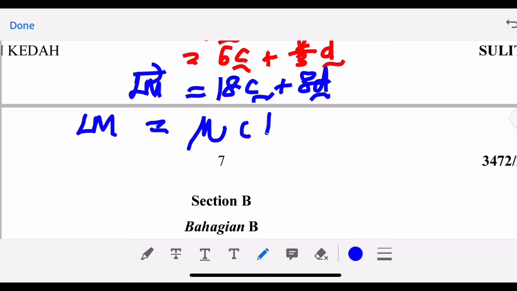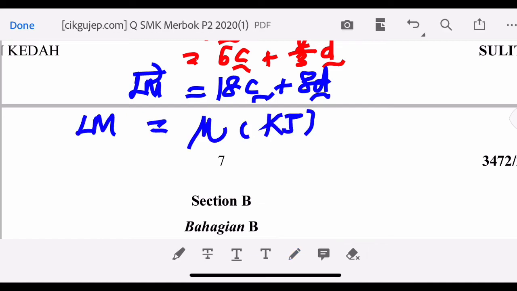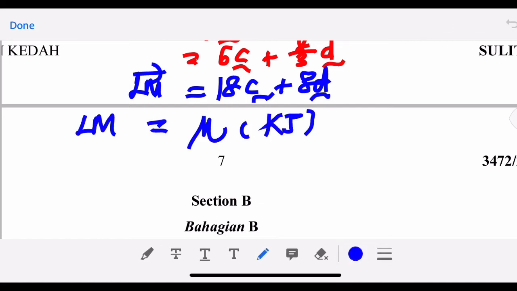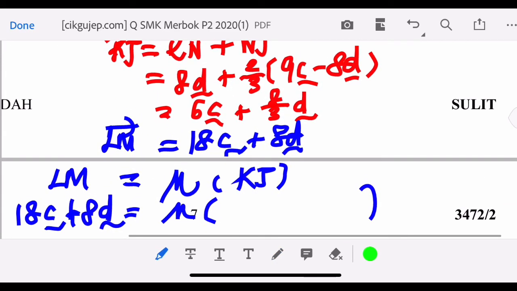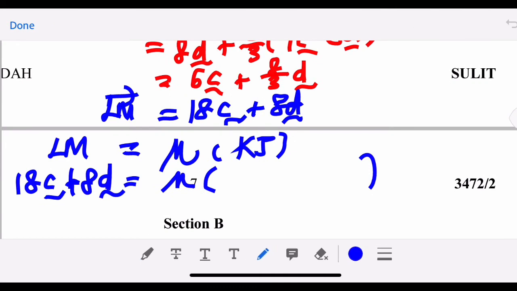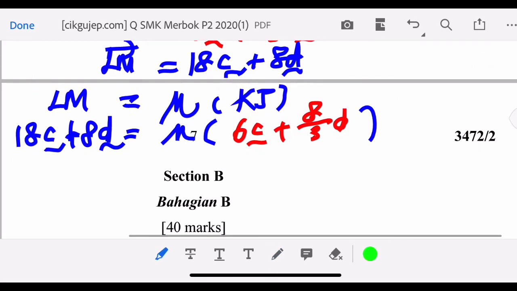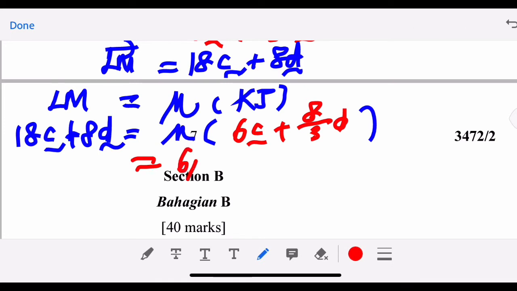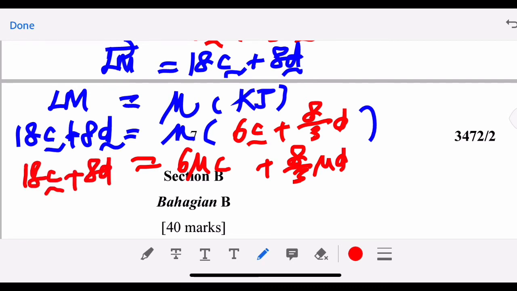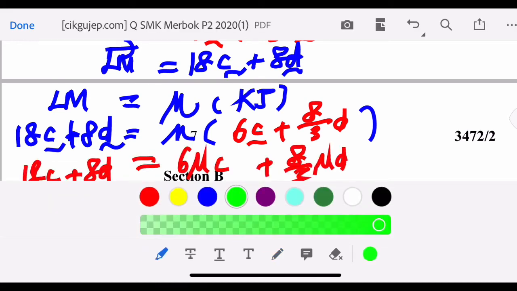Alright, so you can say LM is equal to mu, or maybe you can use your own constant KJ. So then you just substitute the vector 18C plus 8D equal to mu, means how many times. You can use P or whatever constant you like. Okay, so the KJ you substitute in, which is 6C plus 8 over 3D. Now for you to solve the vector, we always compare, right? We have two terms at the left and right, then we just do comparing. So 18C plus 8D equal to 6 mu C plus 8 over 3 mu D.